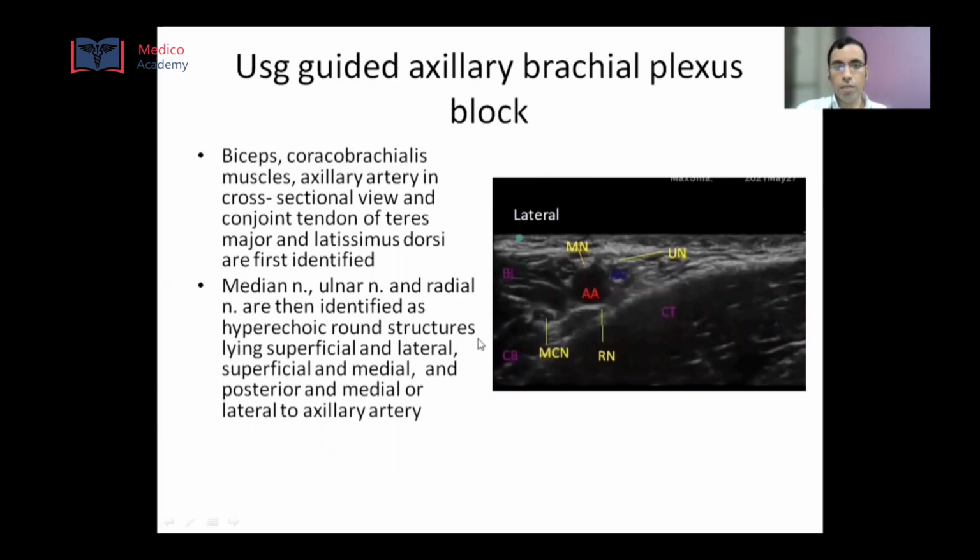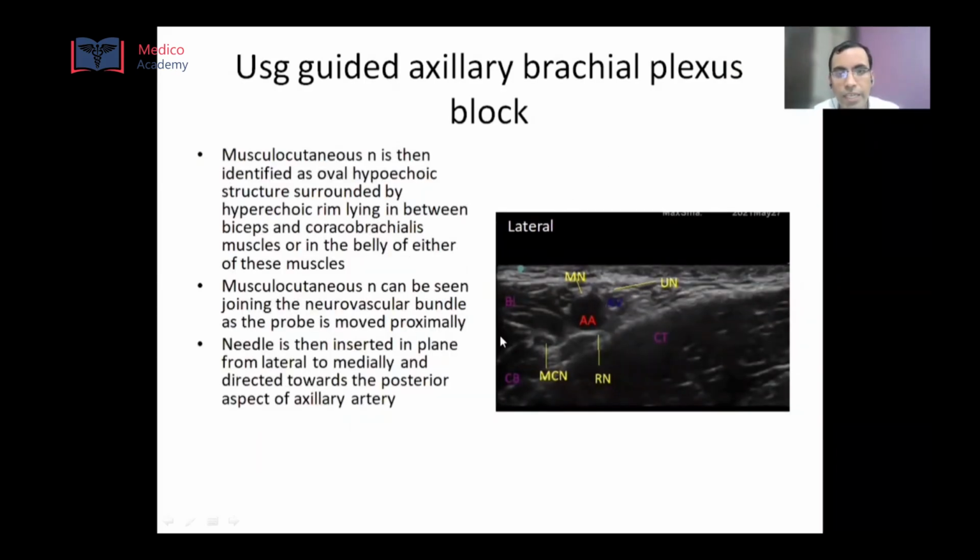The biceps muscle, the coracobrachialis muscle, and the axillary artery are identified in the cross-sectional view. The median nerve, ulnar nerve, and radial nerve are then identified as hyperechoic round structures lying superficial and lateral, superficial and medial, and posterior and medial or lateral to the axillary artery.